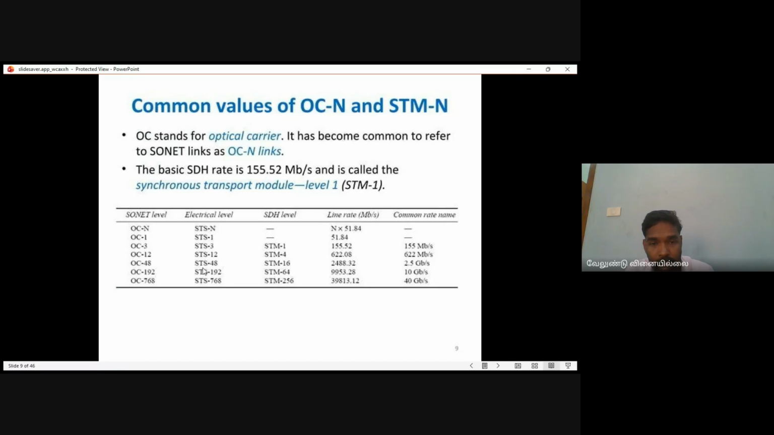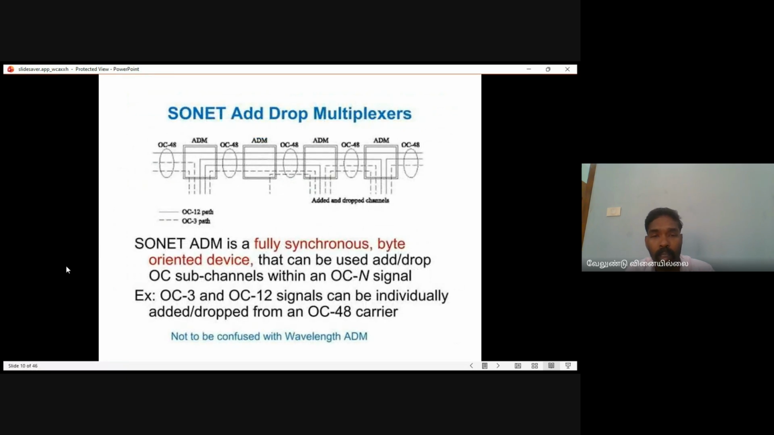What is the electrical level? STS48. These are all the industrial names for optical cable. So here we are connecting OC and ADM. ADM means add drop multiplexer. OC means optical cable. ADM means add and drop multiplexer.